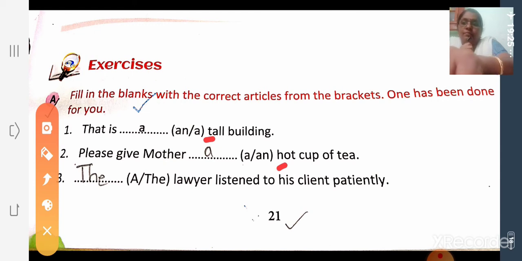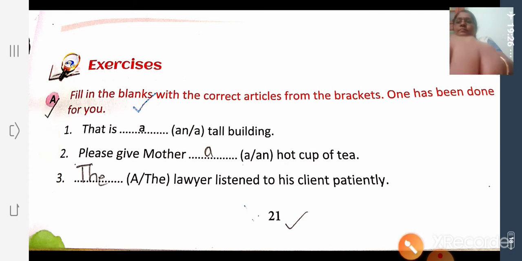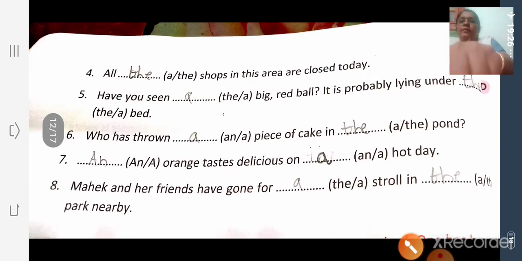Then, the lawyer listened to his client patiently. It is about a specific, a particular lawyer. That is why the lawyer. Then, all dash shops in this area are closed today. So all the shops, about a whole thing, all the shops in this area are closed today.